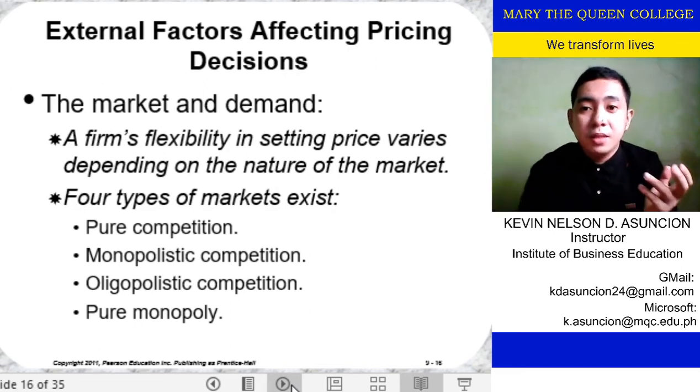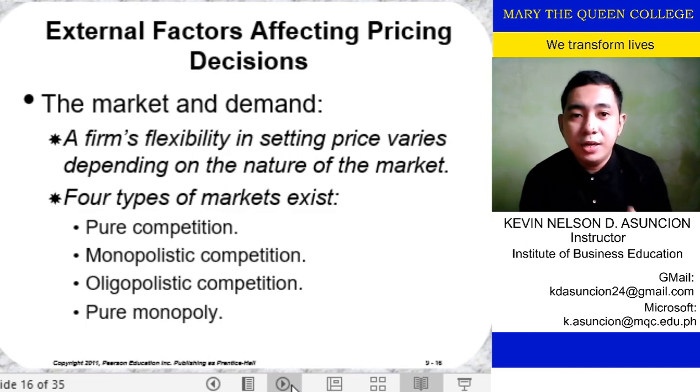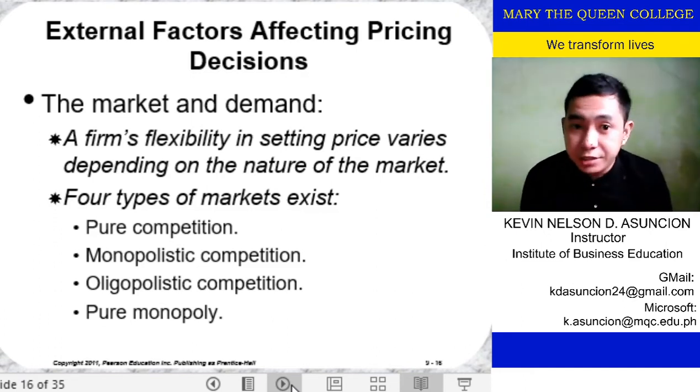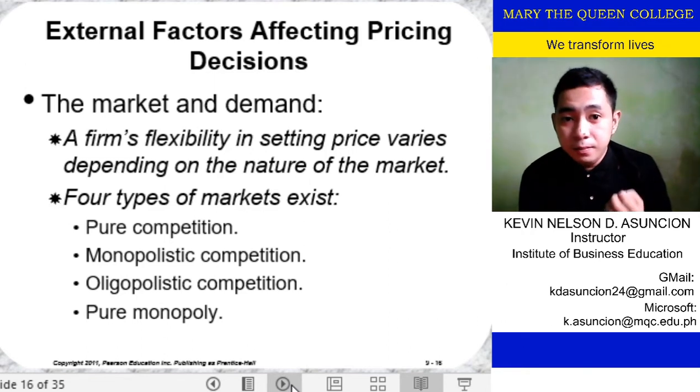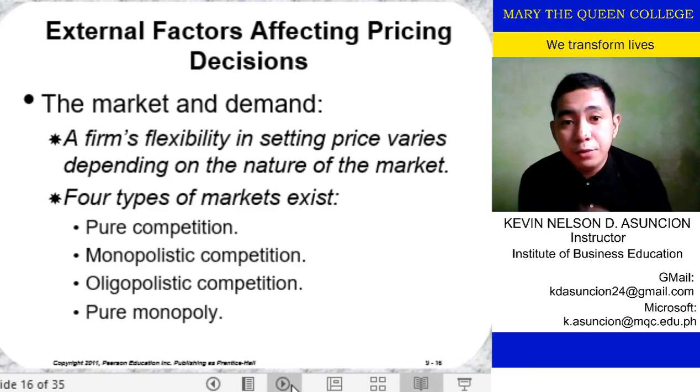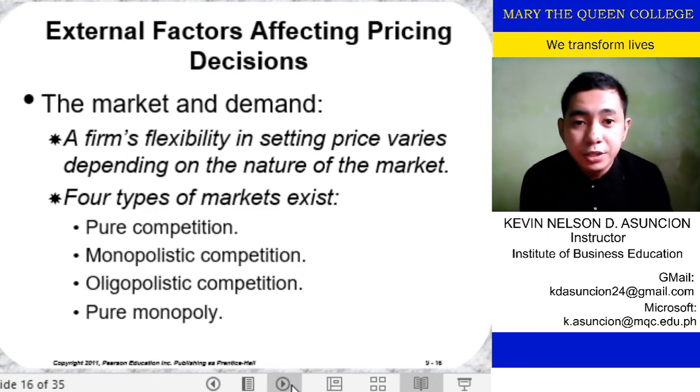So the market and demand is eto nga. Pricing flexibility in setting prices varies depending on the nature of the market, no? Particularly in the market na convenience goods ang binebenta mo, and also those companies that are really volatile, ibig sabihin affected by price changes. So talagang pinag-aaralan, no? So we have four types of market exist. We have pure competition, monopolistic competition, oligopolistic competition, and pure monopoly.